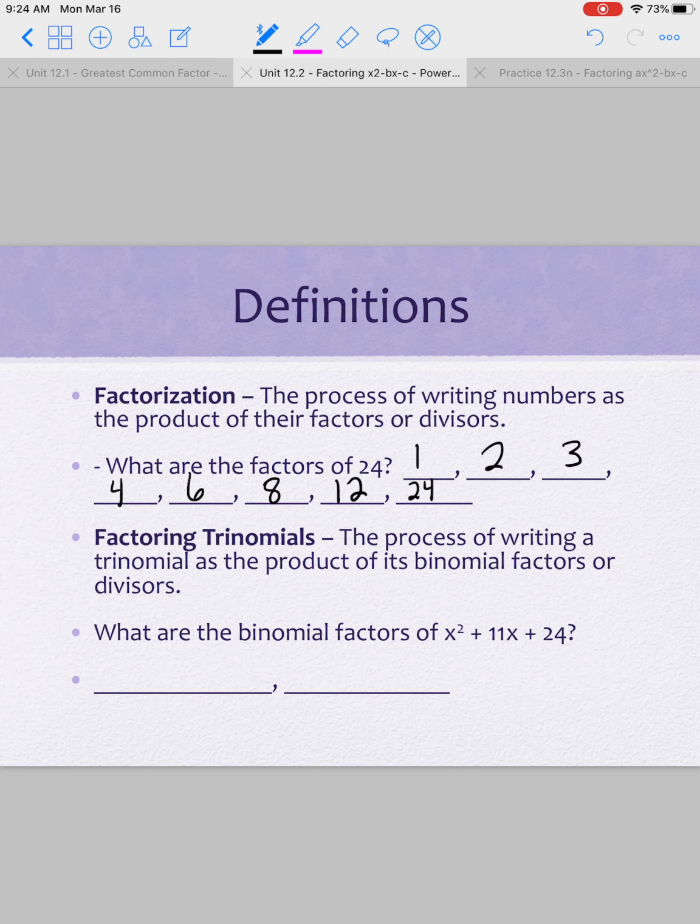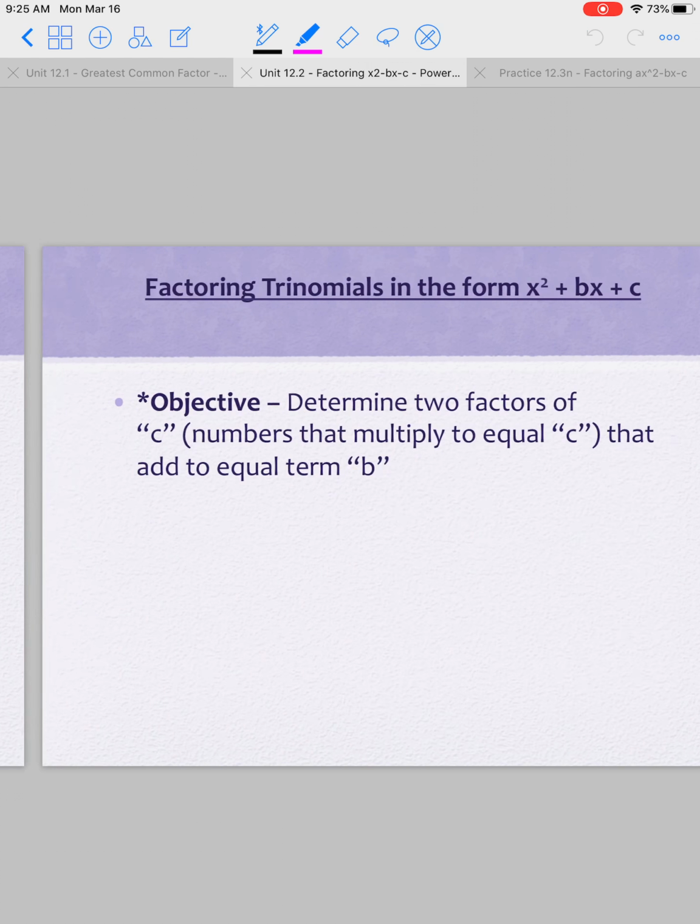Factoring trinomials is the process of writing a trinomial as the product of its binomial factors or divisors. So this next part here says, what are the binomial factors of x squared plus 11x plus 24? We're going to work through that here in just a second. That's the example that we will use. So just make a note of that because we're going to be using it.